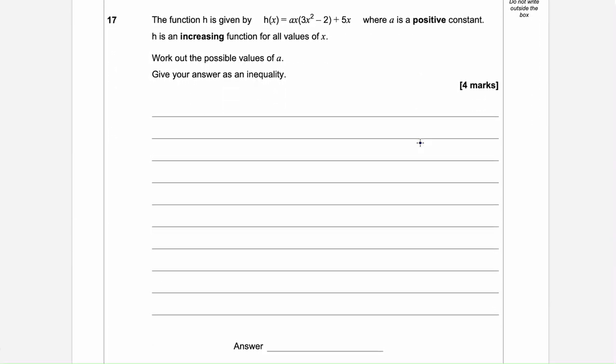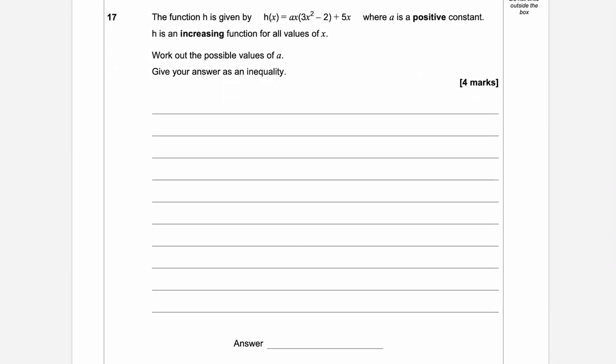Okay, question 17. The function h is given by this. a is a positive constant, h is an increasing function. Work out the possible values of a, giving your answer as an inequality. Okay, an increasing function, guys. If you were to graph it, it's always going up. Now, I don't know exactly what this one looks like, but it never turns, it never goes back down. The rate of increase can change, but it's always going up.